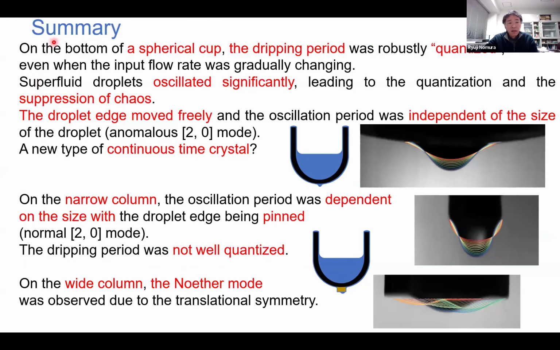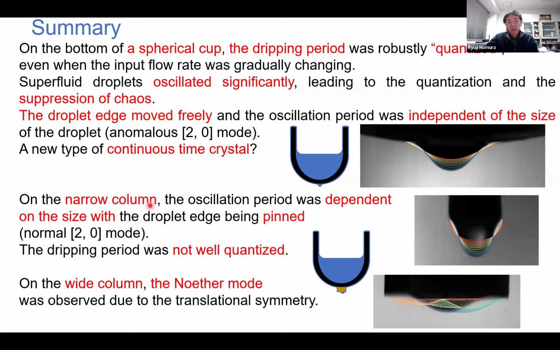Okay, this is my last slide. This is the summary. On the bottom of a spherical cup, the dripping period was robustly quantized, even when the input flow rate was gradually changing. And the superfluid droplets oscillated significantly, and that leads to the quantization of the dripping period and the suppression of the chaos. And the droplet edge freely moved, and the oscillation period was independent of the droplet volume. And I call this anomalous oscillation. And my question is, can we regard this phenomenon as a new type of continuous time crystal or not?